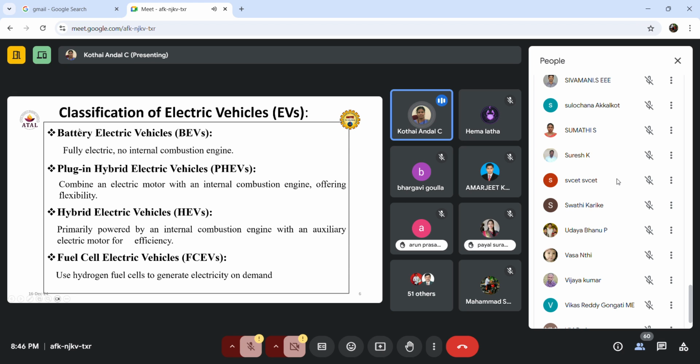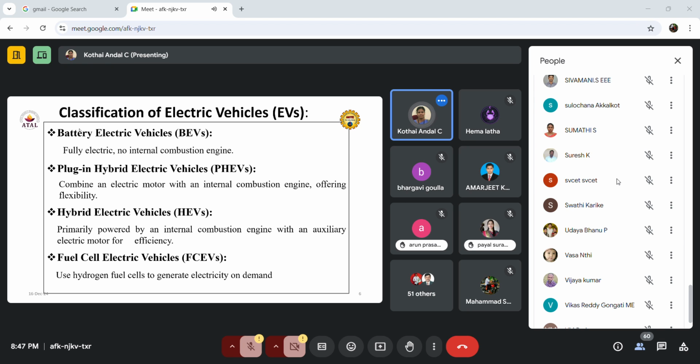When it comes to battery electric vehicles, the vehicle is operated only by the battery, completely battery. Here there are no IC engines. The vehicle is fully operated by the battery.